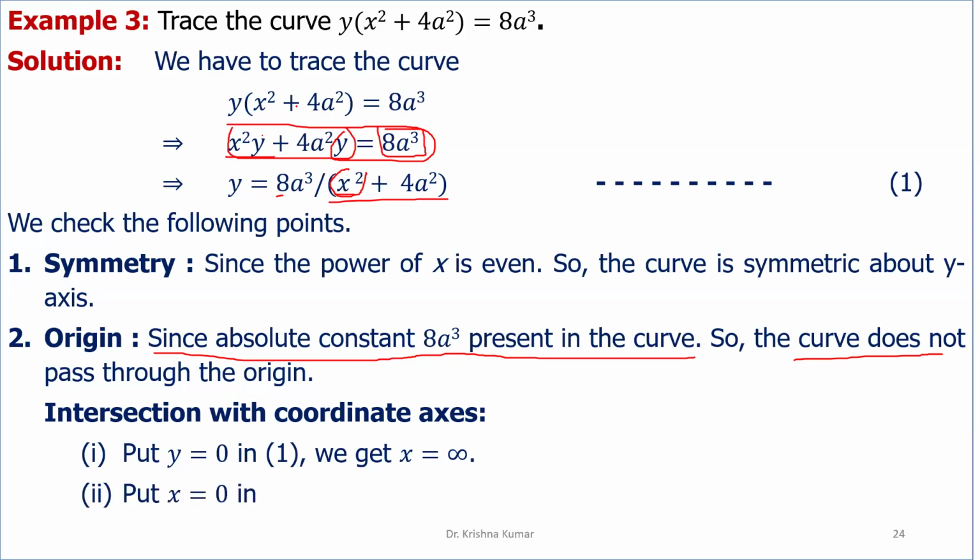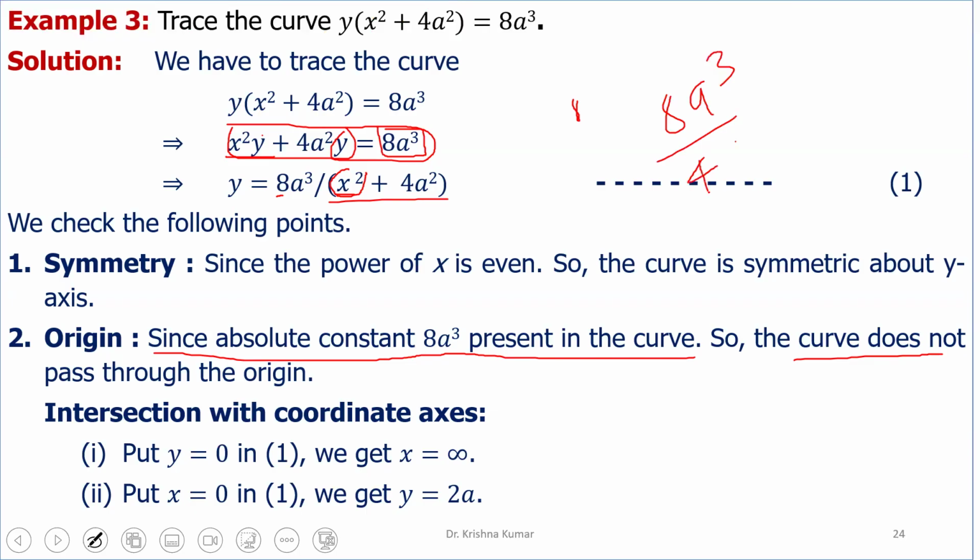Similarly, if we put x equal to 0 in 1, we get 8a³ upon 4a², since the x² term becomes 0. So a² will cancel, 4 ones are 4, 4 twos are 8, so we are getting 2a. So y is equal to 2a. So the curve intersects the coordinate axes only at (0, 2a).